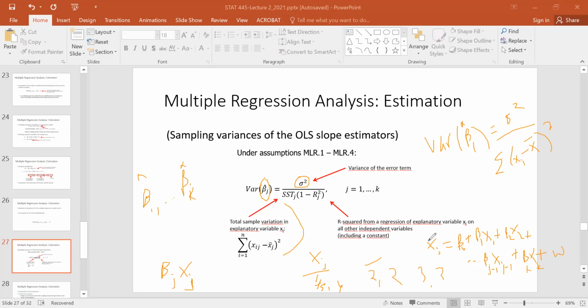So run that particular regressor whose coefficient we are interested in. You run it on all other regressors. Then you collect the r squared from this regression. That is the r squared j here. It is not the r squared coming from y regressed on the x's. No, it's the particular xj regressed on all other regressors. So that is this r squared from a regression of explanatory variable xj on all other independent variables, including a constant. So that's the formula. Remember it, we will need it. It's not hard to remember. Okay.